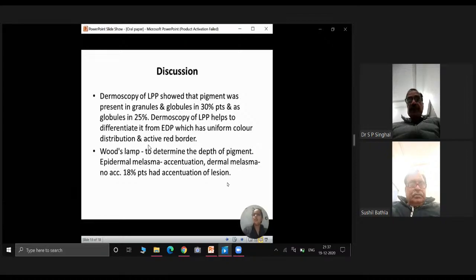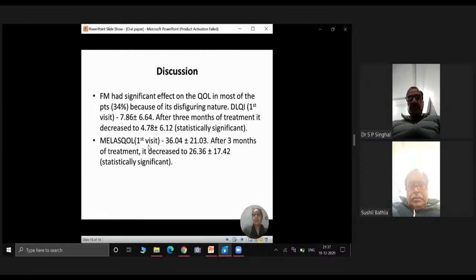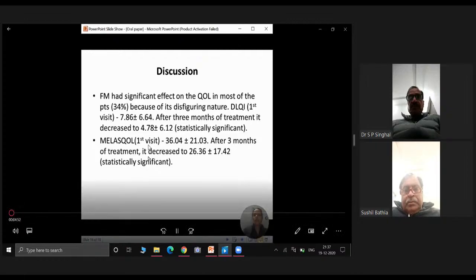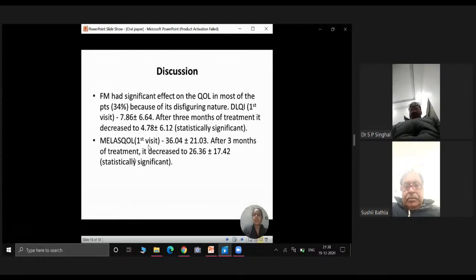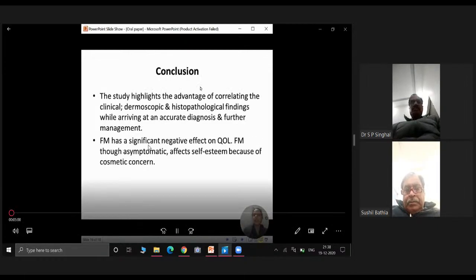Wood's lamp is used to determine the depth of pigment as epidermal melasma shows accentuation while dermal melasma doesn't. In the present study, 18% patients had accentuation of lesions. Facial melanosis had significant effect on the quality of life in most of the patients because of its disfiguring nature. After 3 months of treatment, there was a statistically significant decrease in mean DLQI and mean MELASQOL score.